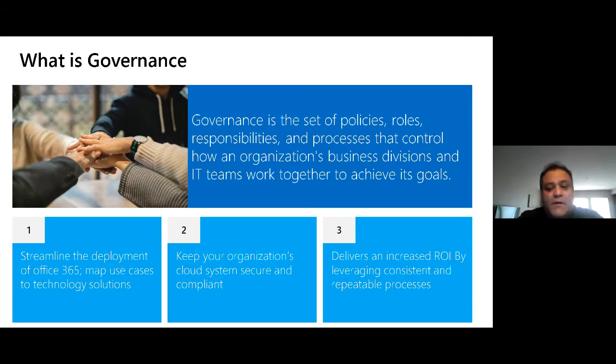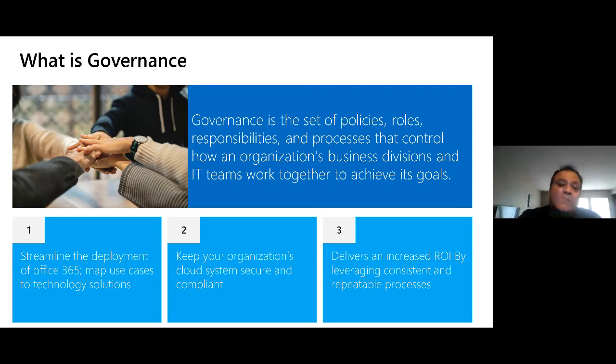Obviously, the ROI piece is self-evident: if you actually have a governance plan, you can have a repeatable, consistent experience. People get content that they need to get to do their jobs, and the system is secured, keeping you away from lawsuits, data loss, and all of that. And as you heard today in the keynote, the DLP capabilities are now extended across the entire spectrum of Office 365 tool sets. So we're going to talk about that later in the discussion.